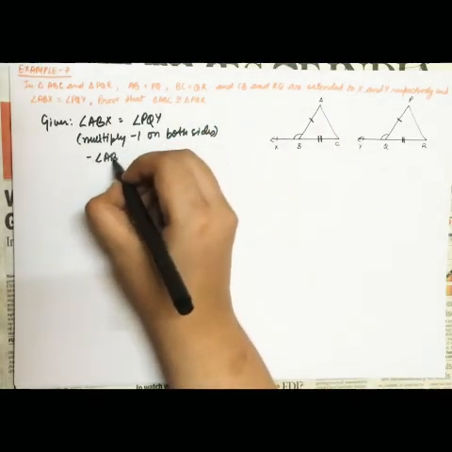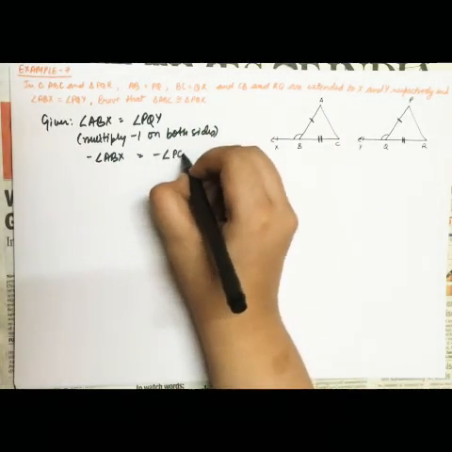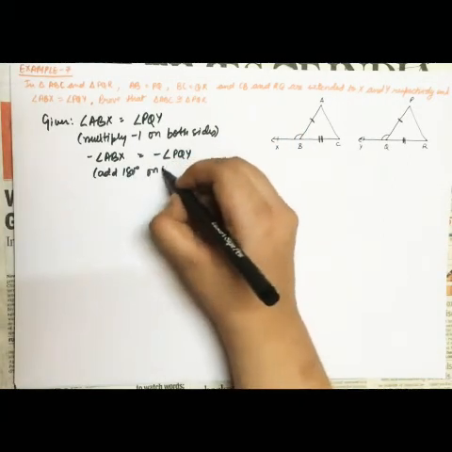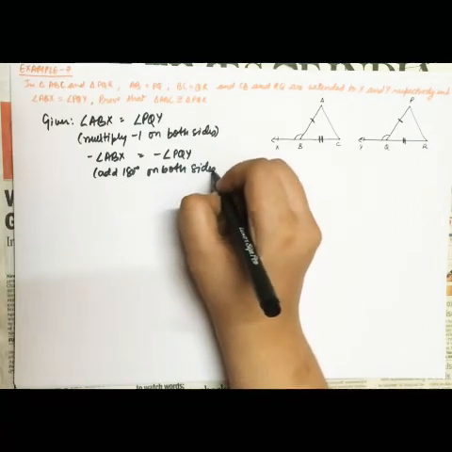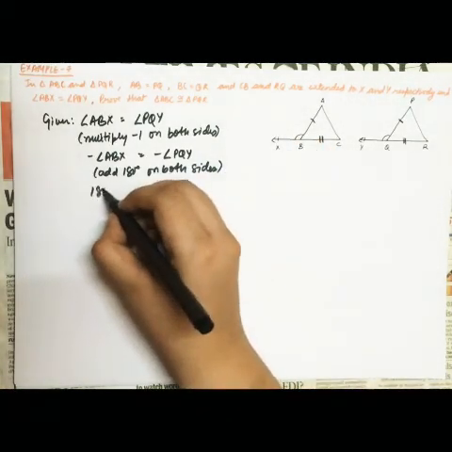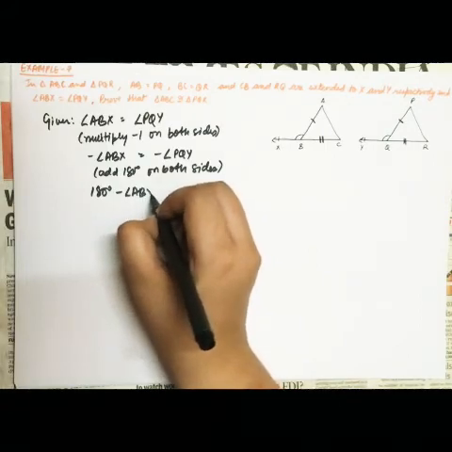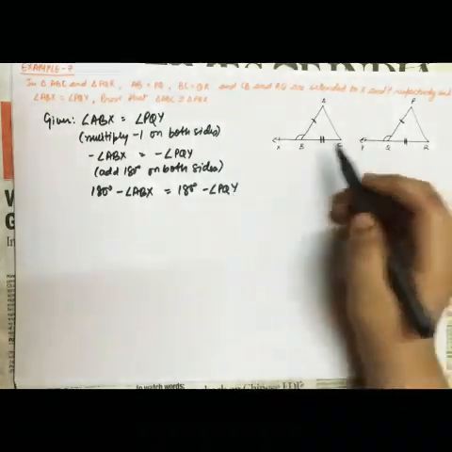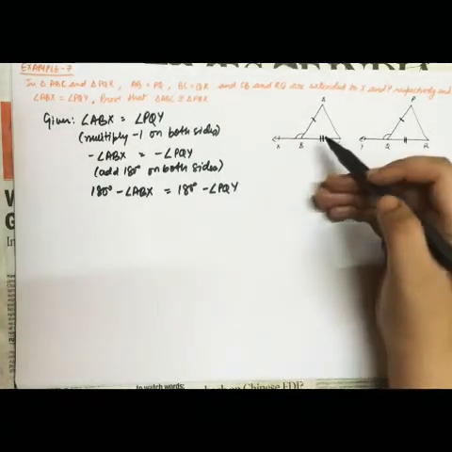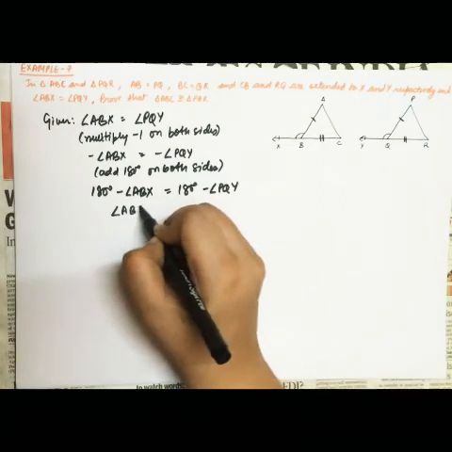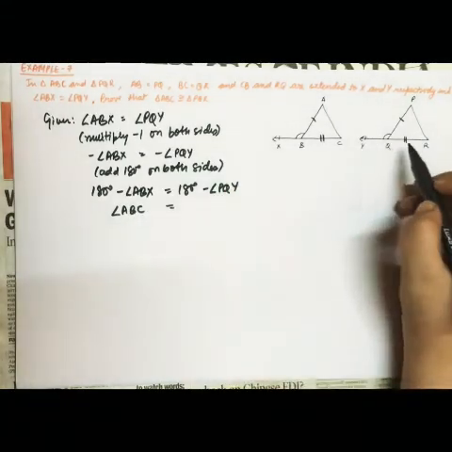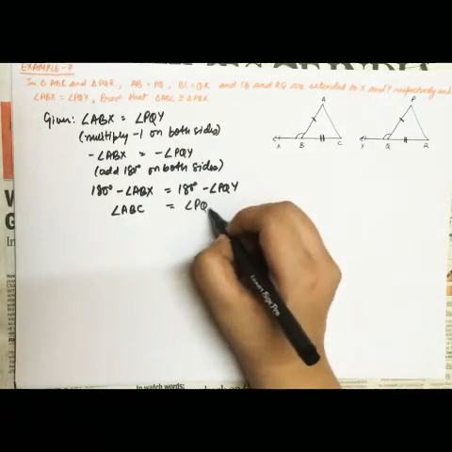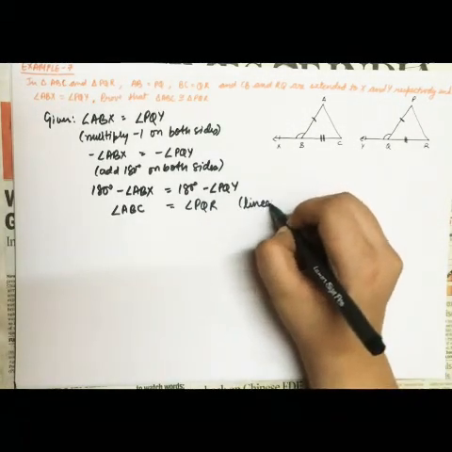Therefore minus of angle ABX is equal to minus of angle PQY. Now we will add 180 degree on both sides. Now it will become 180 degree minus angle ABX is equal to 180 degree minus angle PQY. So 180 degree minus angle ABX is nothing but angle ABC. Similarly, 180 degree minus angle PQY is equal to angle PQR, because they form linear pair of angles.